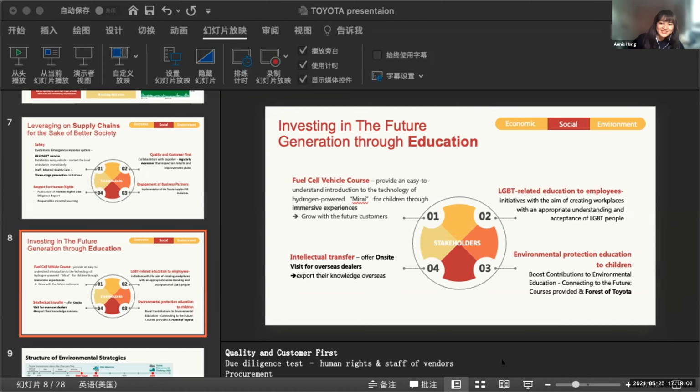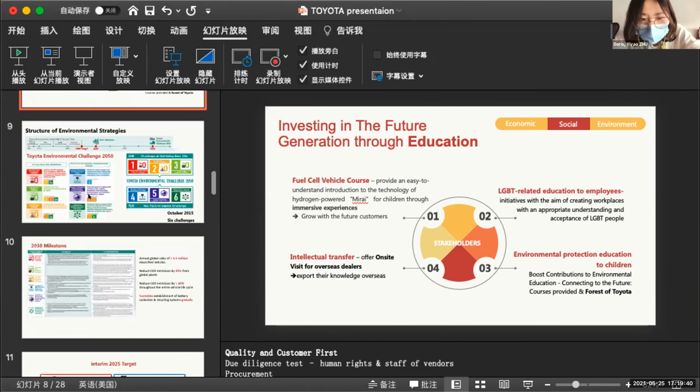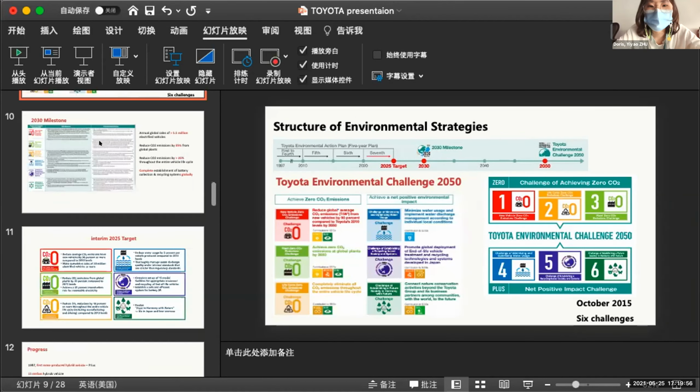Amy from NCYU. I want to ask, do you think Toyota's strategy in 2050 is feasible to decrease their carbon dioxide emissions? Can you ask your question again? Do you think their strategy in 2050 is feasible? Oh, you mean is it feasible for them to achieve this, right? Okay.